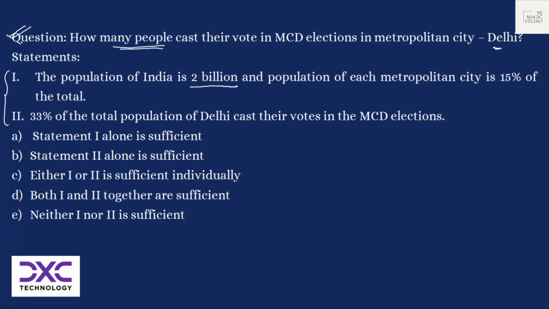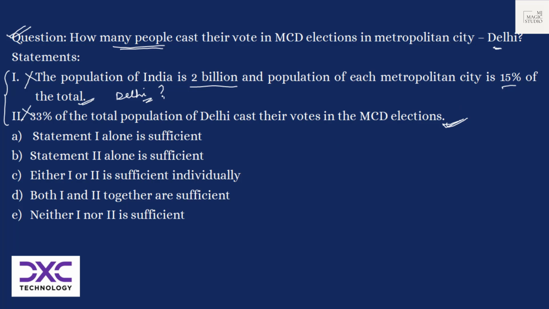Statement 1 says, the population of India is 2 billion and population of each metropolitan city is 15% of the total. That means with this information, we can find the total population of Delhi, but we cannot find how many people have voted during the elections. So statement one alone is not sufficient. If we read statement two alone, it says 33% of the total population of Delhi cast their votes in the election. Now, that is fine, but with this, we can only find the percentage of people who have cast their vote, but not the actual number. So statement two alone is also not sufficient.